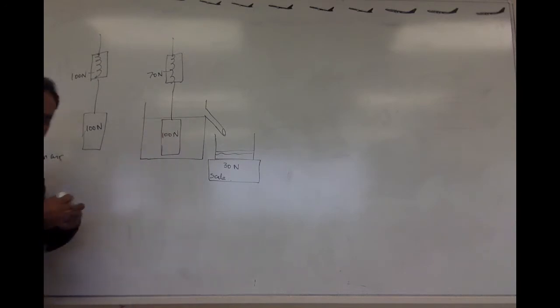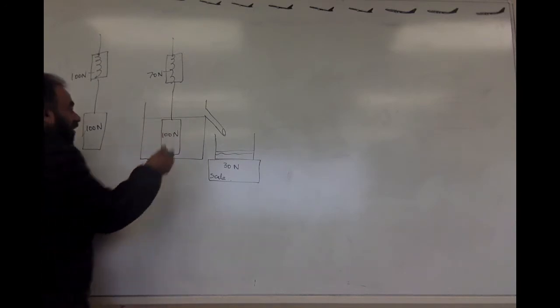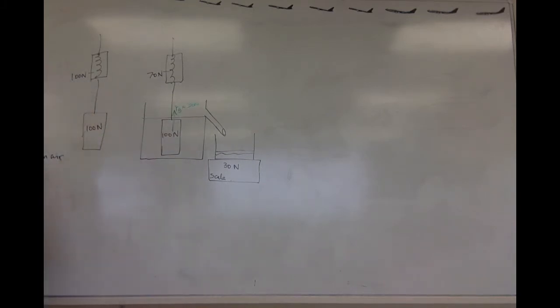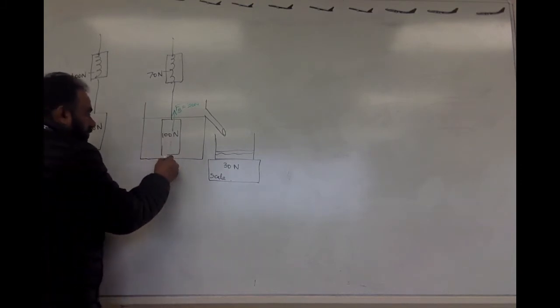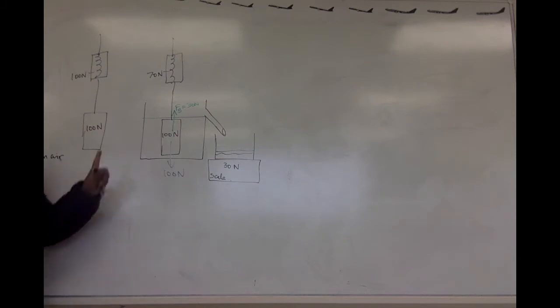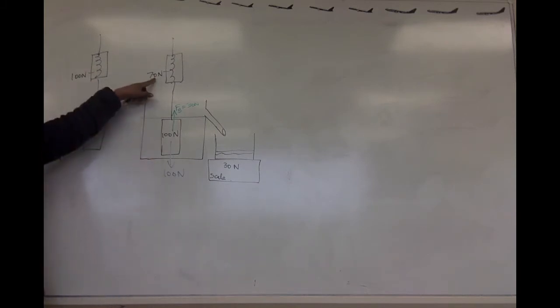How much is the buoyant force acting on this object upward? The buoyant force is 30, whereas the weight of the object is 100. So 100 downward, 30 upward, the net force is 70, and that is what the scale reads. Does it make sense?